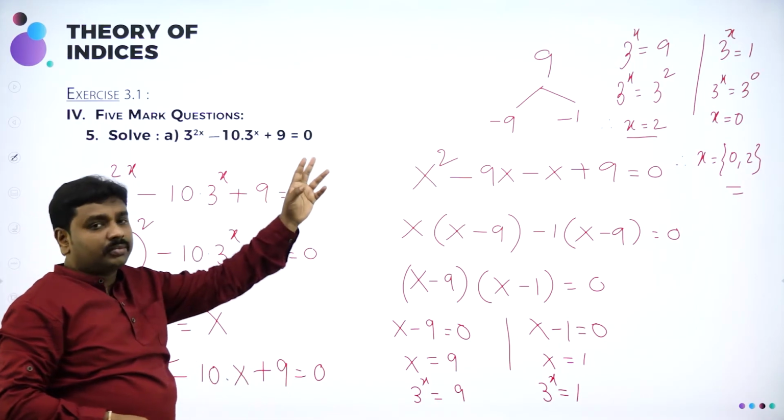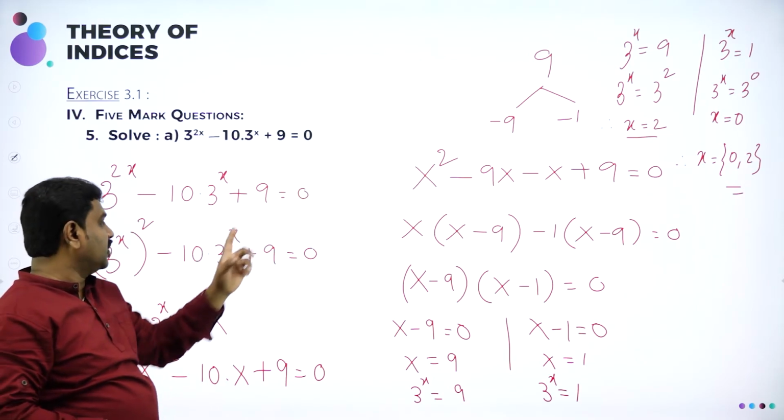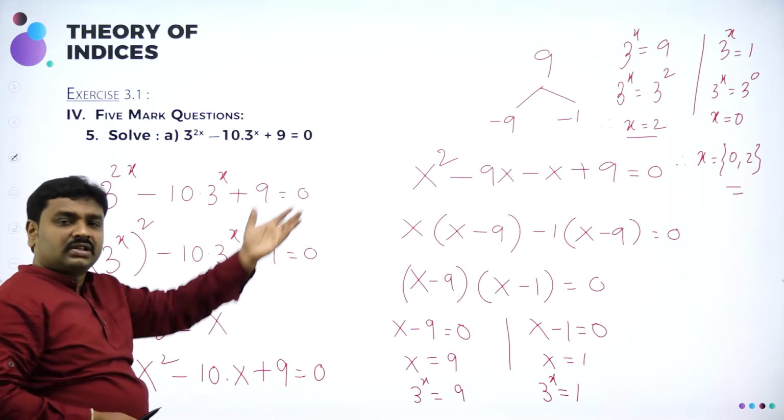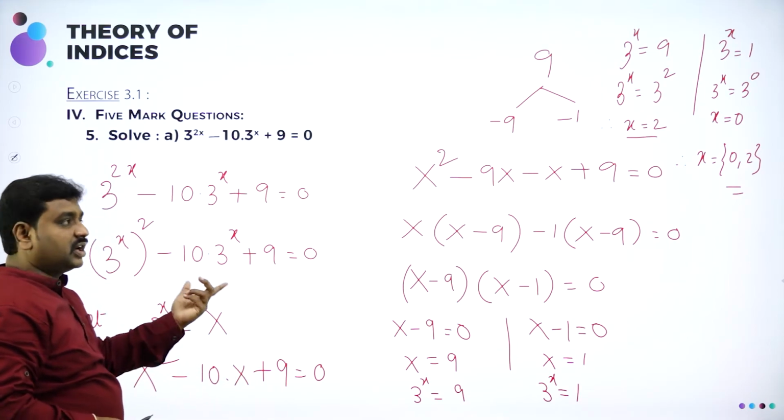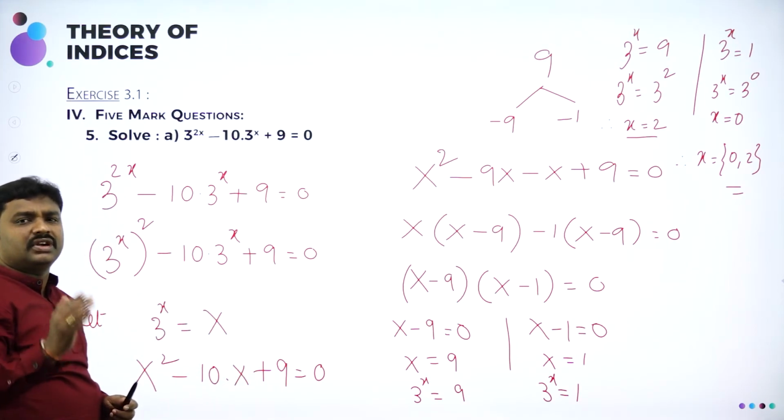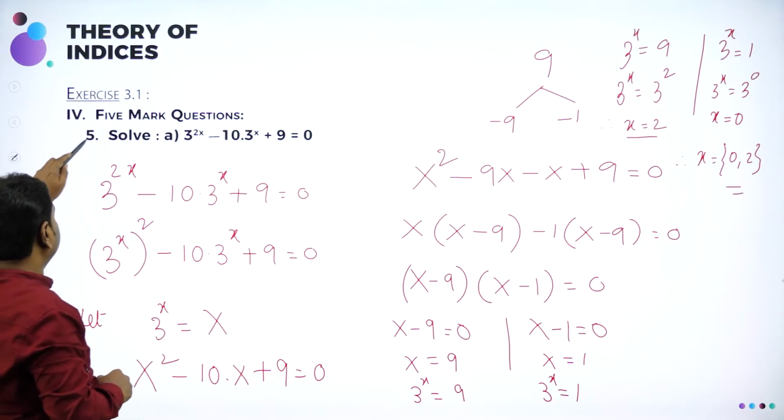Factors for 9, minus 9 and minus 1. If you multiply, you will get plus 9. If you add, you will get minus 10. Then factorize and get capital X. Capital X, you substitute it as 3 power x and make the bases same to get the answer. One of the standard and important questions, practice this.